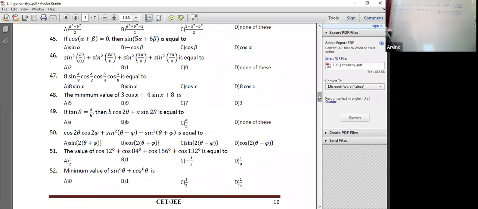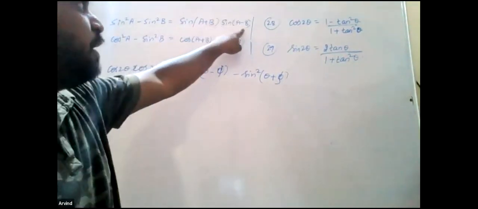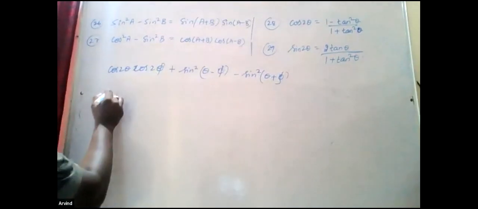So the question is cos 2 theta cos 2 phi minus sin square theta minus phi minus sin square theta plus phi. Just observe. I'm using the same problem that is on the board. sin square a minus sin square b is what? Sin of a plus b into sin of a minus b. I'll keep this as it is.